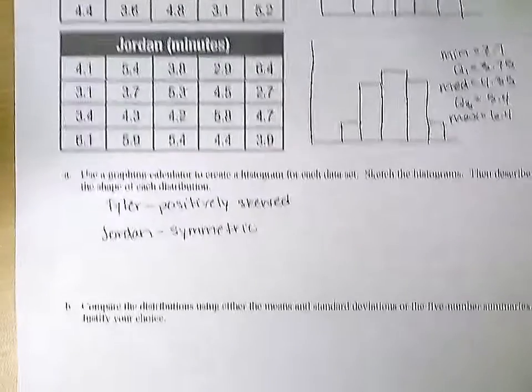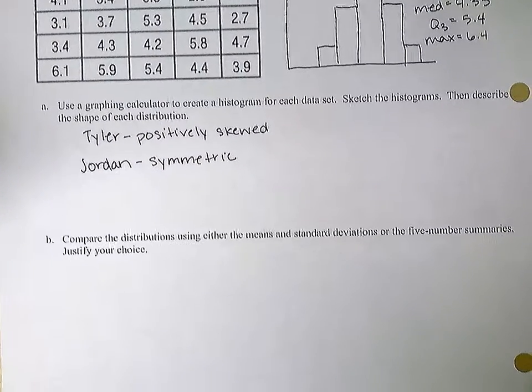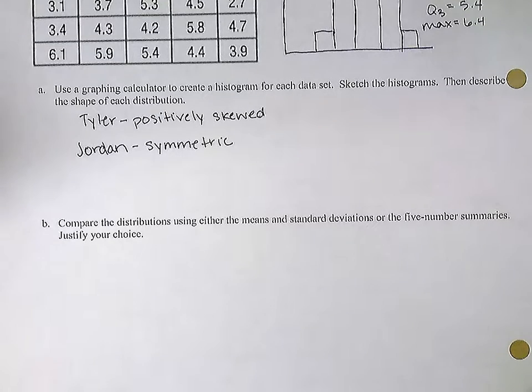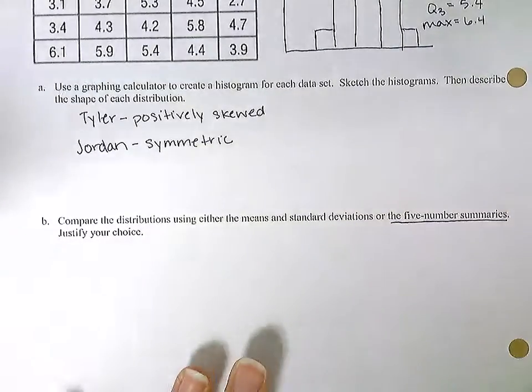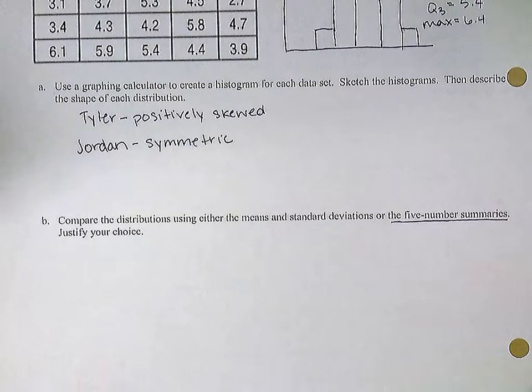So I'm going to write for letter B here. In letter B, we want to compare the distributions using either the means and standard deviation or the 5-number summaries. So we're going to use the 5-number summaries.